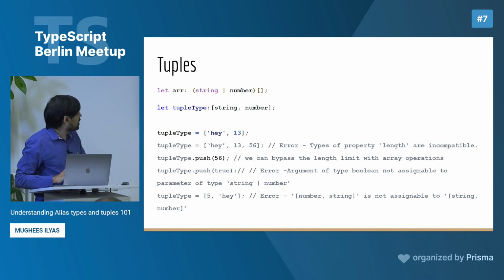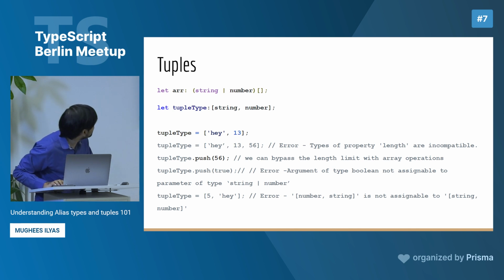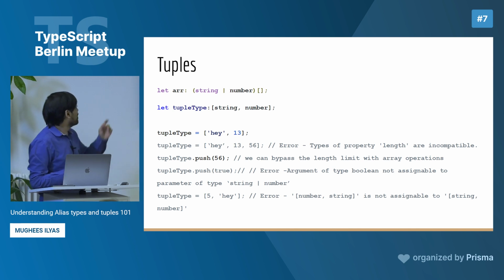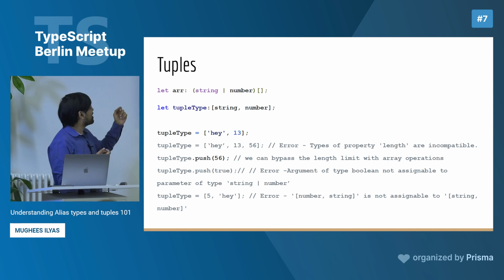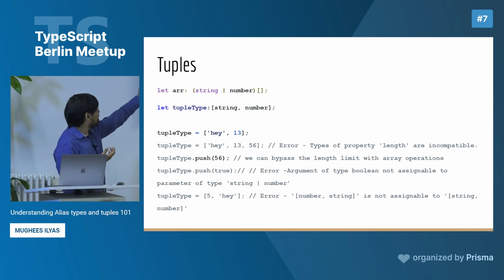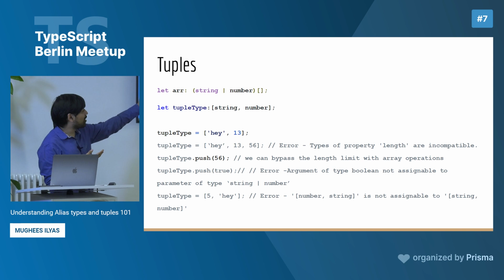So if we define, sorry, it's a very big screen. I almost lost the cursor. So if we want to define the string and a number, we can define it like that. If we try to define with the third element, it will give an error on the length.